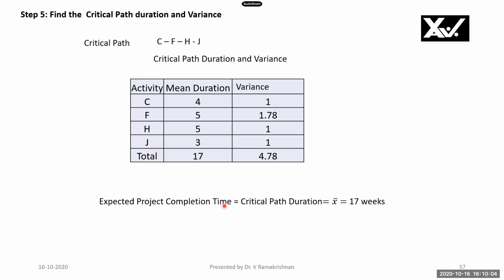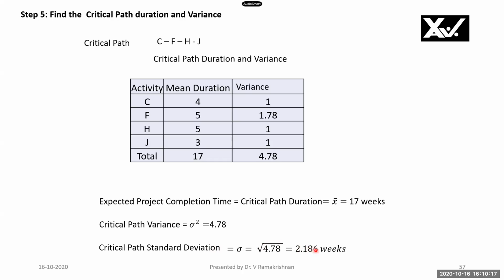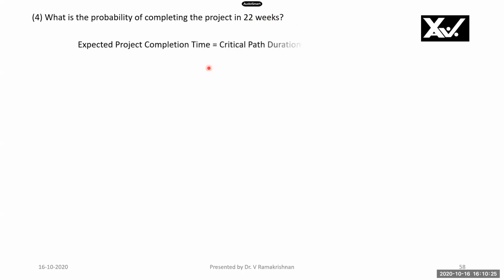So expected project completion time is the critical path duration, which we call X bar, equal to 17 weeks. And critical path variance sigma squared is 4.78. The square root of that is the standard deviation, 2.186 weeks. So now we will see how to find the probability of completing the project in a given time period. Given time period is 22 weeks.